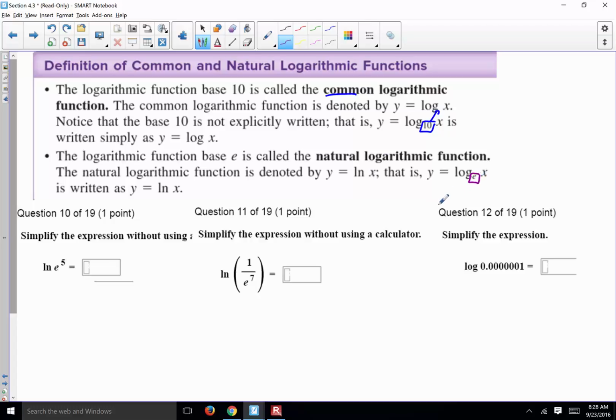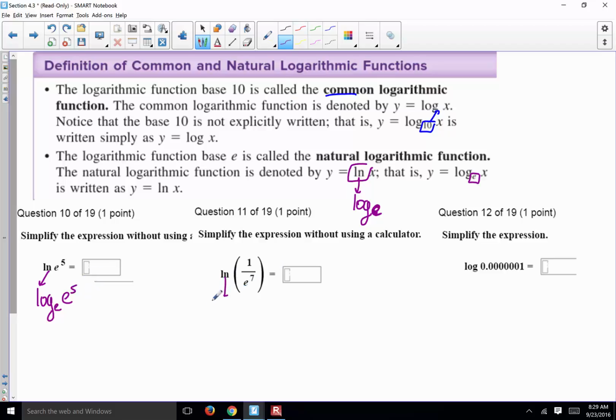e is called the natural number, 2.7, blah, blah, blah. But when you see that e under the logarithm, instead of the four letters L-O-G-E, we just call it ln, 2 letters. ln means log base e. Okay? Any questions? So when you see ln, that means log base e, and then you have whatever is following it.